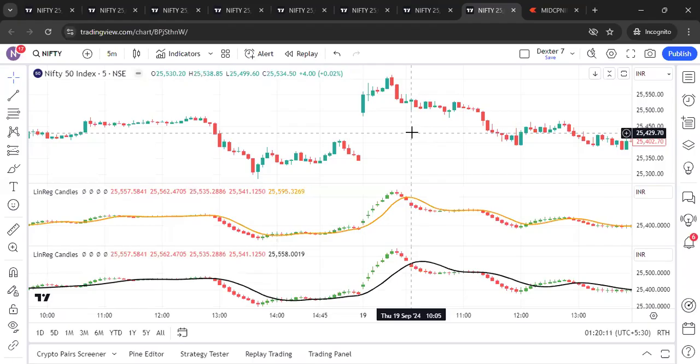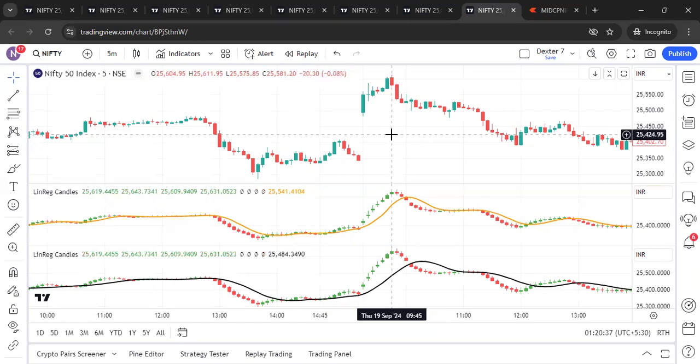The main idea here, the main gist here, is to understand how you use it. For any indicator, you have to understand how you use it, what your stop loss is and what your target is. Three simple things. So as far as this linear regression candle is concerned, you initiate a trade when you see a change in color. If it's red, you initiate a sell. If it's green, you initiate a buy.